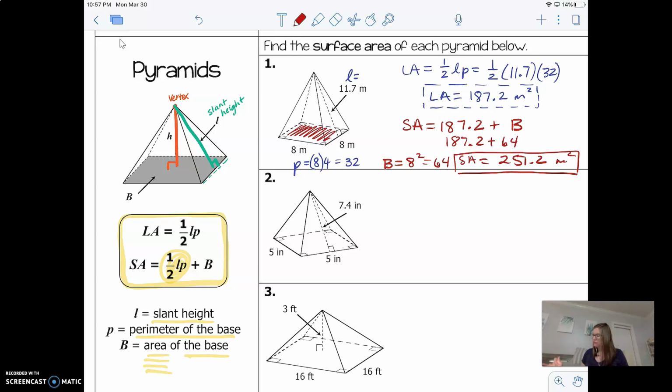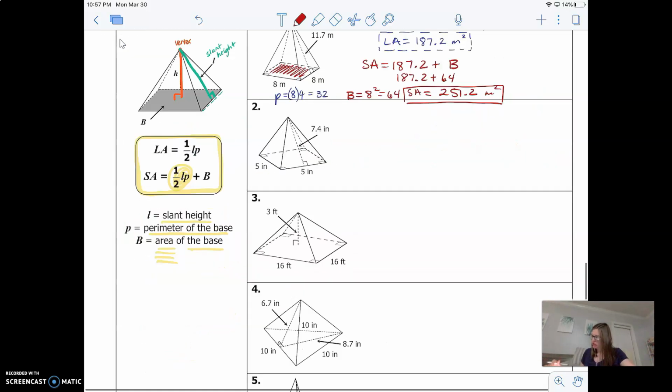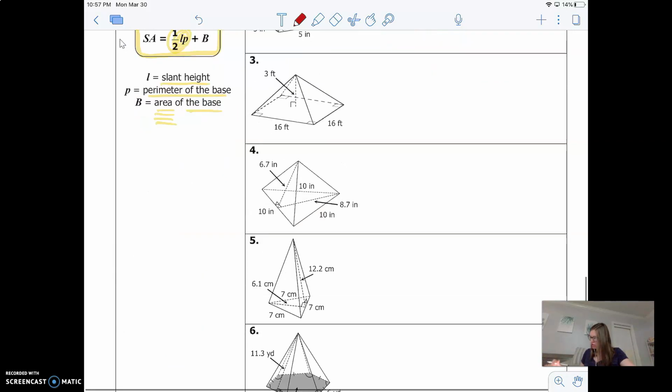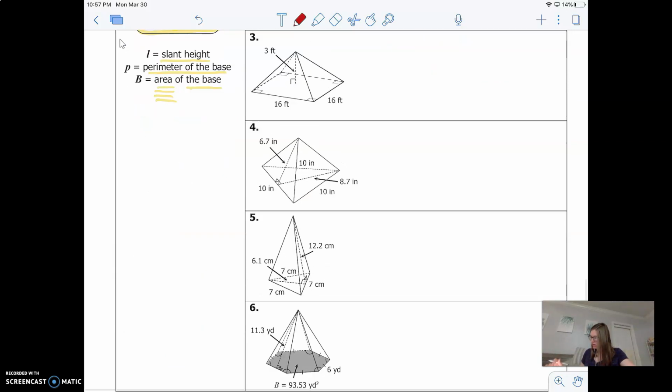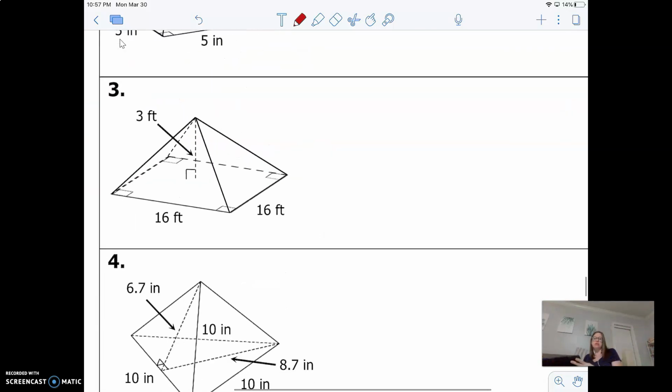Okay, now we're ready to make it harder? Yes, good. Gotta make sure you are prepared. Okay, should we skip to that one? Let's do number 3. If we have time, we'll do that hexagon at the bottom. All right, number 3. Lateral area is 1/2 LP. Slant height times perimeter of the base. Perimeter of the base, that's not too bad, right? Just add up all the sides. That looks like a square base again, right?